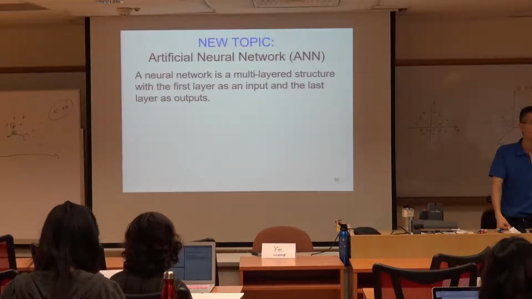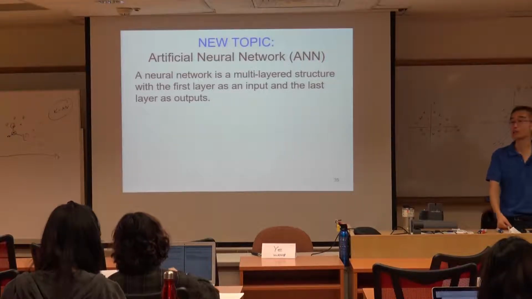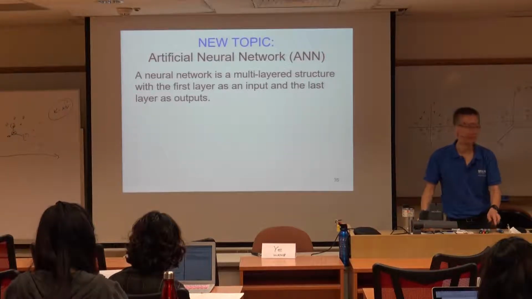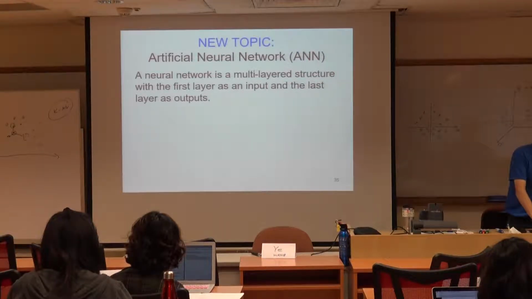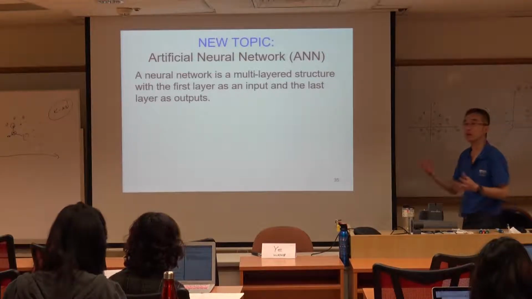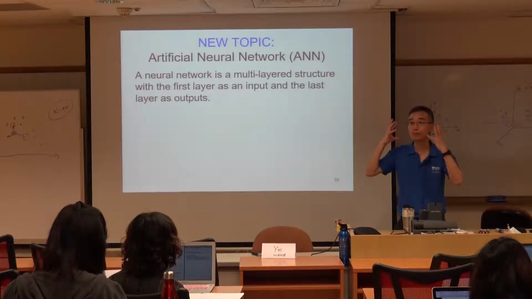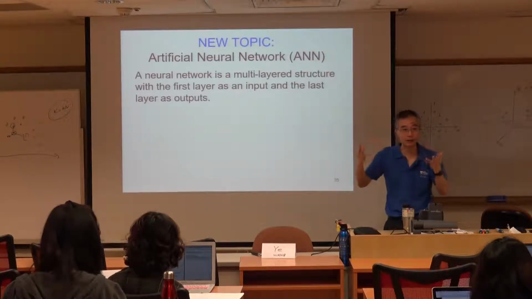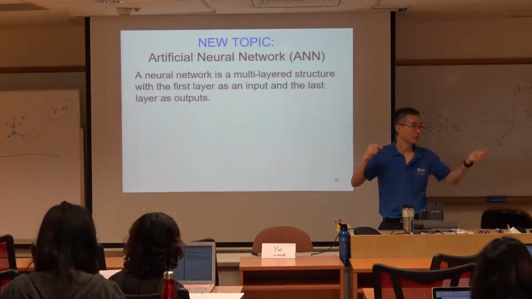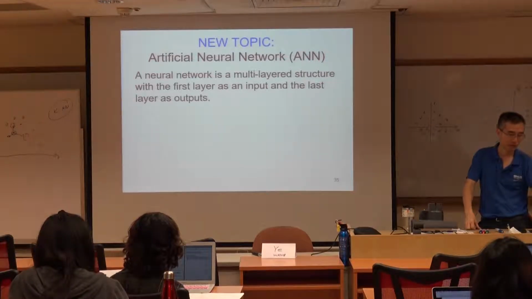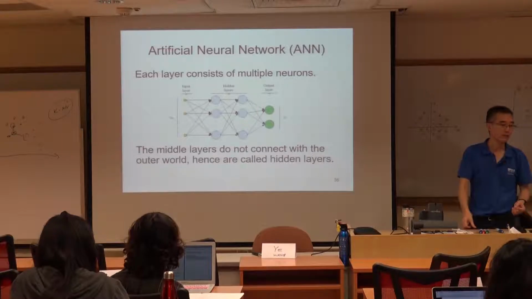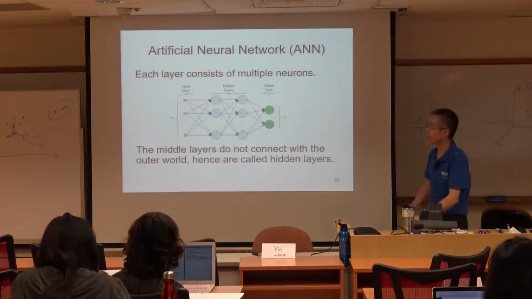Now, let's move on to a new topic that is a very hot topic nowadays, given the deep learning scenario here. The neural network is a multi-layered structure with the first layer as input and the last layer as output. This is also kind of mimicking the human brain's processing, right? Can you do an analogy, like compare it to a human being? So for this kind of neural network, how does it look? It tries to mimic a human neural network in the brain. This is a general artificial neural network structure.